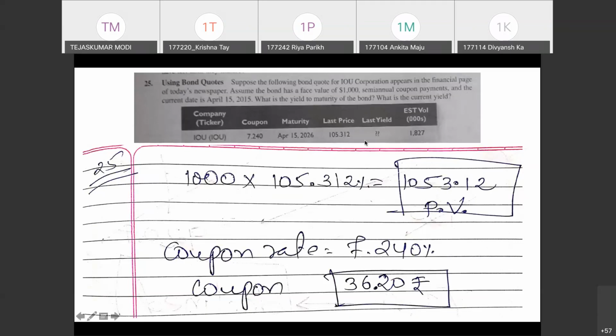You are supposed to find the YTM. That is the question. This is not material right now. This is the volume being traded at a given point in time, right? So let us read the question.